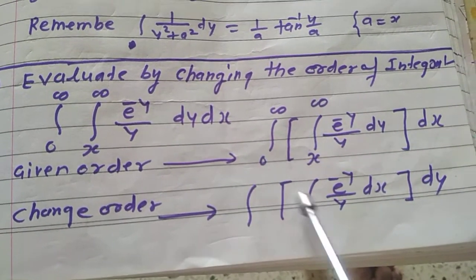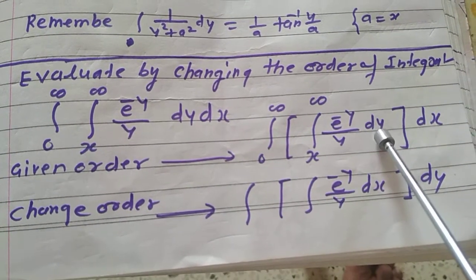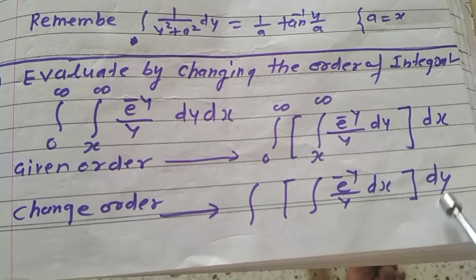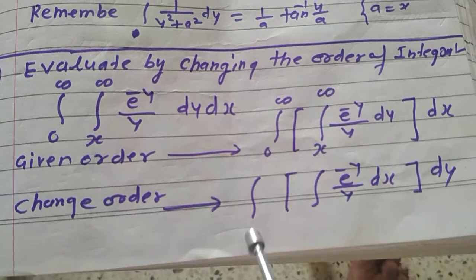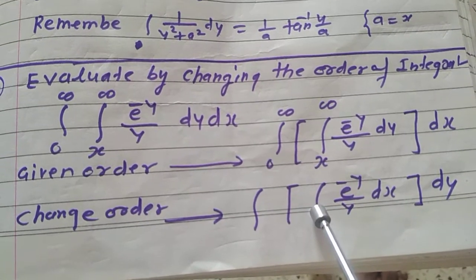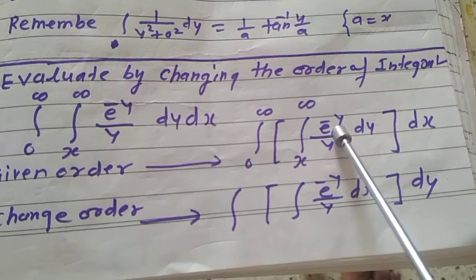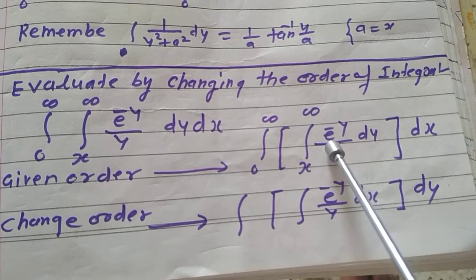Now change the order. Don't put limits. Only in place of dy put dx, in place of dx put dy. This is called changing the order. Now I want to put the limits. What are the limits? For this I must know the figure. So from the given problem, draw the figure.